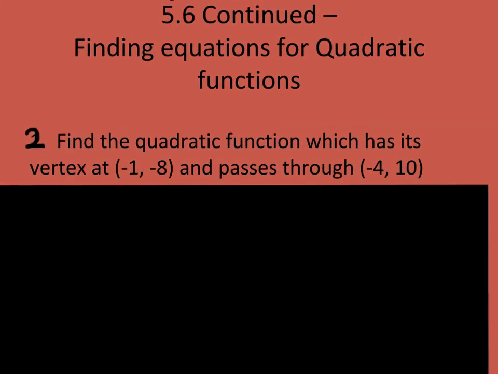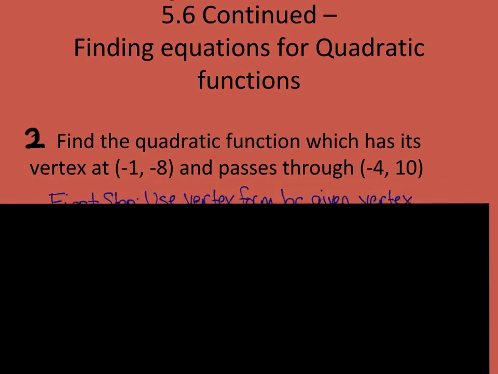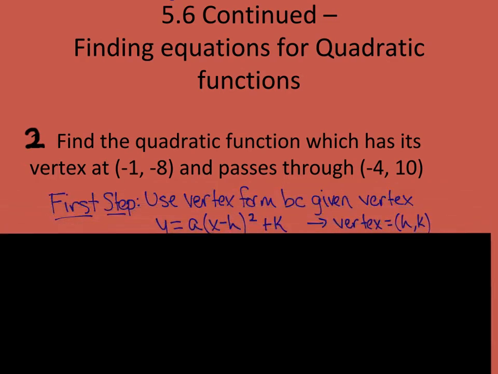Okay, our second example. Find the quadratic function which has its vertex at (-1, -8), and passes through (-4, 10). Passes through (-4, 10) means that that's another point on our quadratic. Now, in this example, it's different than the last one, because in the last example we were given the x-intercepts, and in this example we're given the vertex. So, because I'm given the vertex, it would make sense for me to use vertex form. So that's our first step. We're going to choose the form.